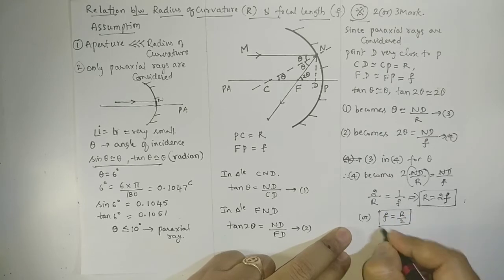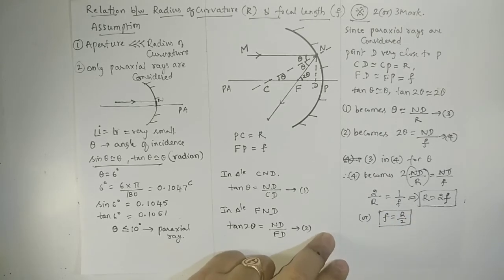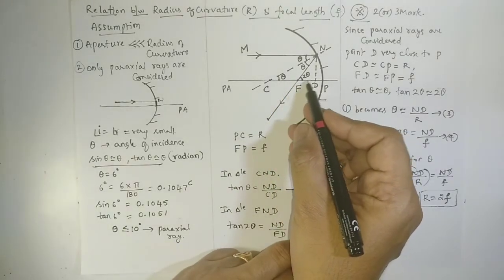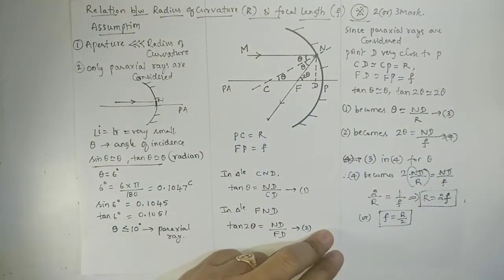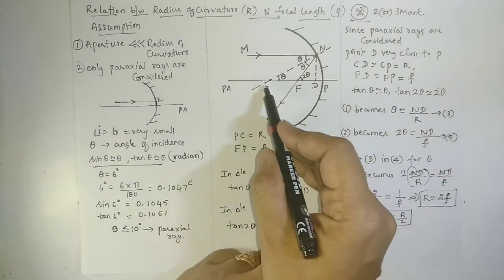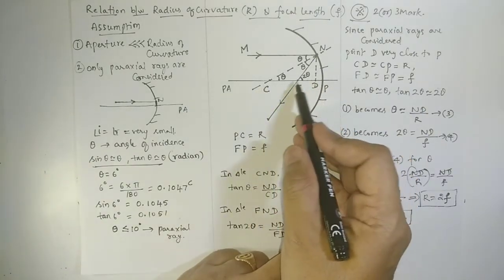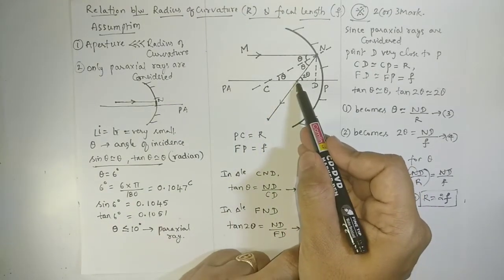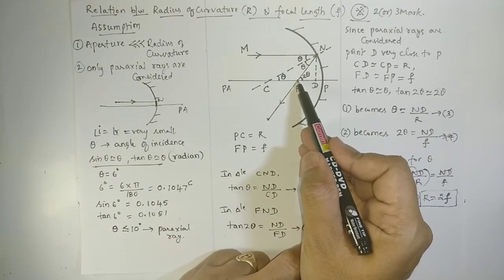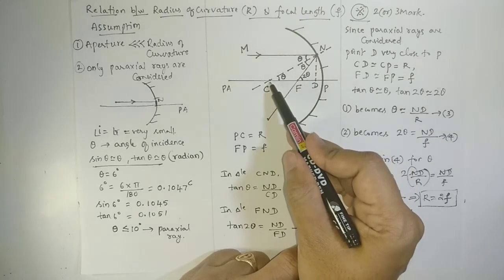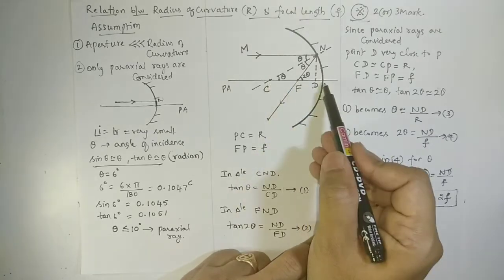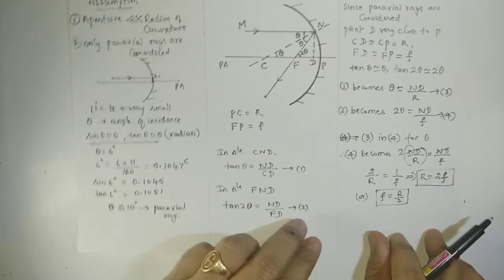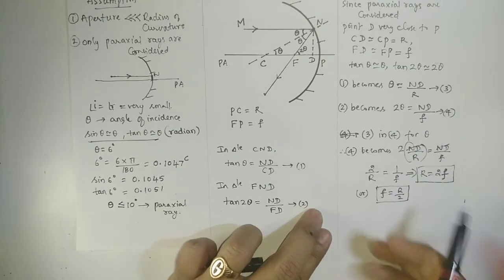So as a result, the focal length of the given mirror will always be equal to half its radius of curvature, or the radius of curvature will be equal to 2 times its focal length. That's why whenever we mark the focus, it should be at the midpoint of the line joining the center of curvature and its pole. Next, let us apply the sign conventions.